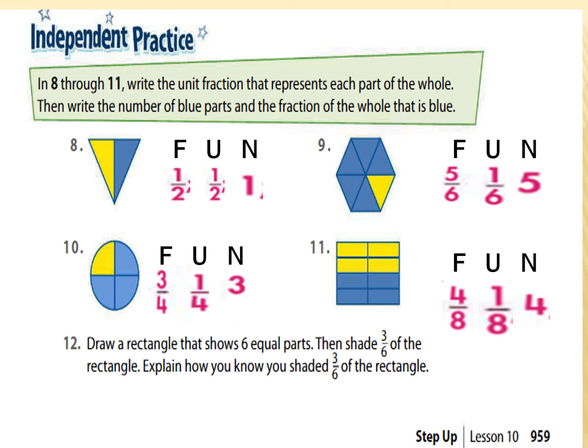Listen to me. After drawing, you have to shade 3 parts of all the 6 parts. Now you have to write or explain how you know you shaded 3 over 6 of the rectangle. How can you know? I know that I shaded 3 over 6 because each part is 1 over 6. And I shaded 3 of them.